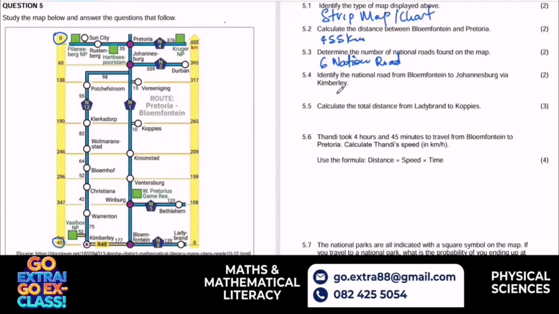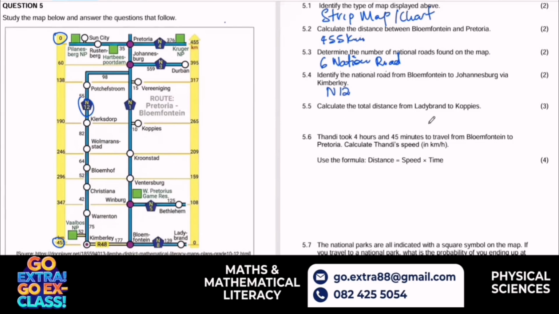And then getting now to the next question. It says identify the national road from Bloemfontein to Johannesburg via Kimberley. So now let's look at that. Here is Bloemfontein. If you're going to Johannesburg, it is here at the top before Pretoria, but you're not going to go straight using the N1, you're going via Kimberley. So what is the national road that you're going to use? If you're going via Kimberley, you can see the national road that we find here. It is the N12. So that will be your answer for this one.